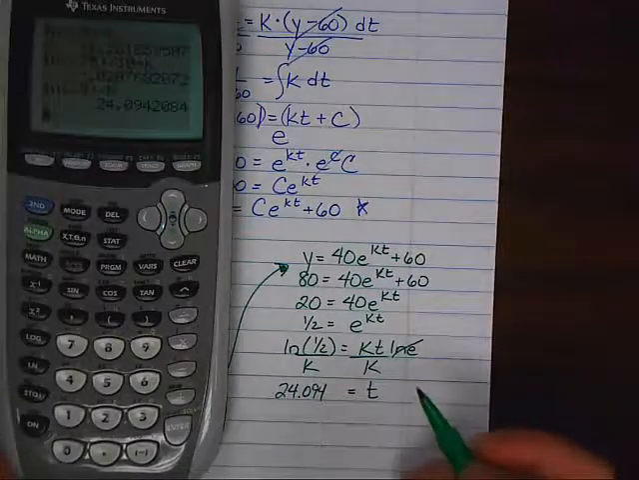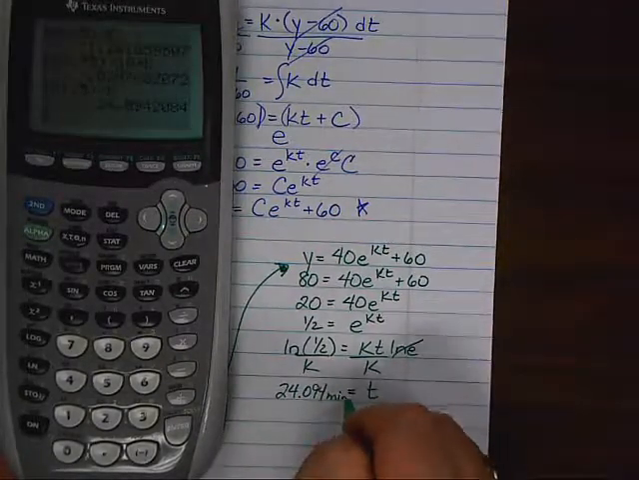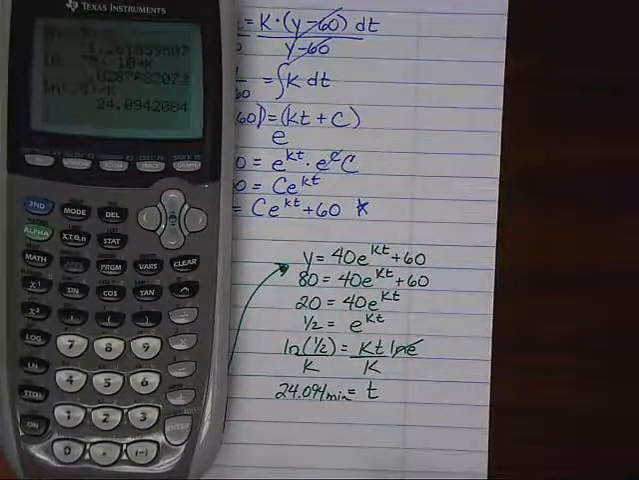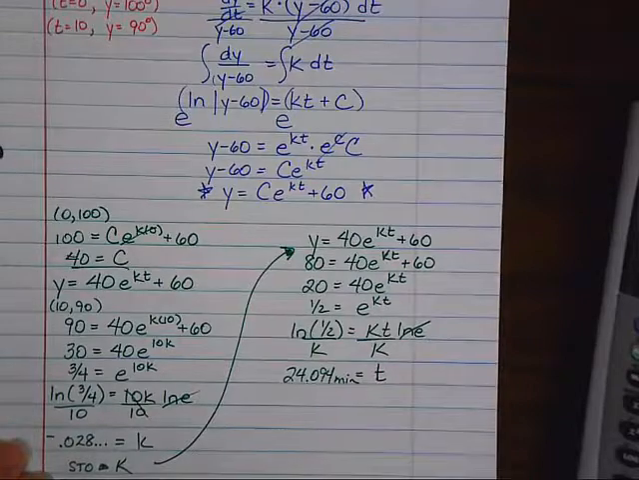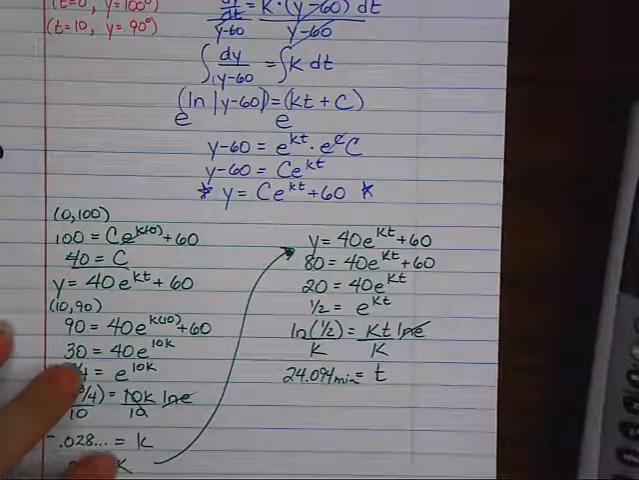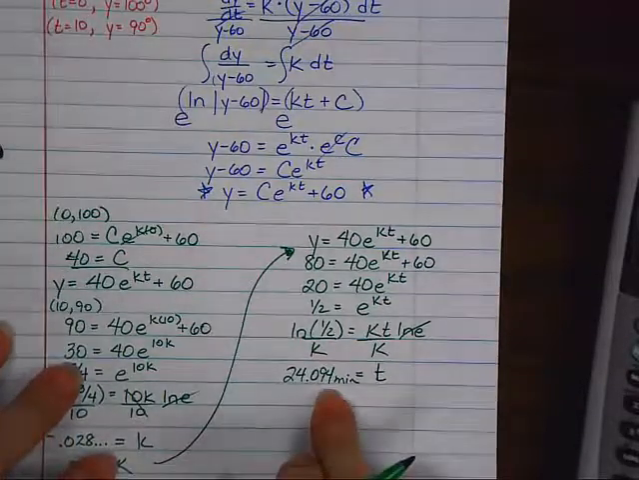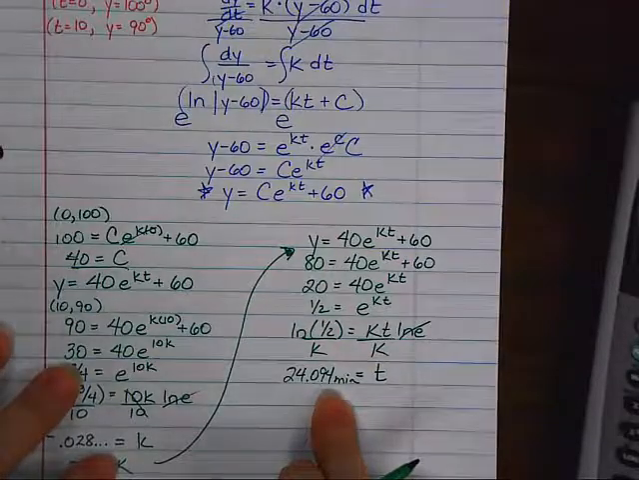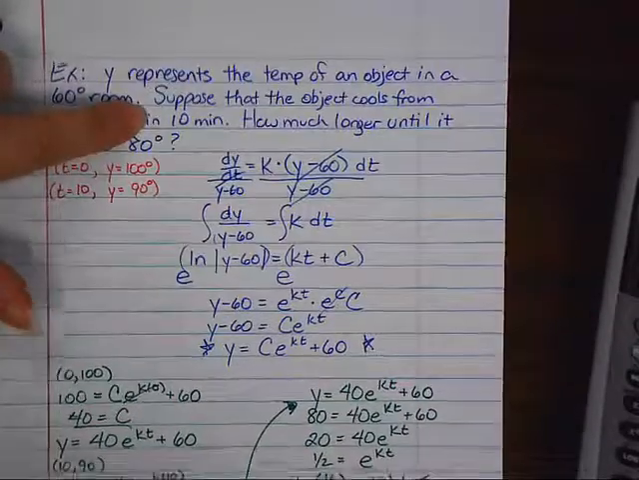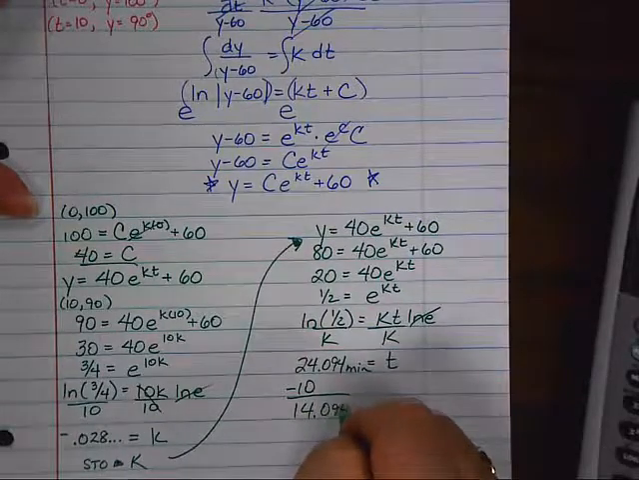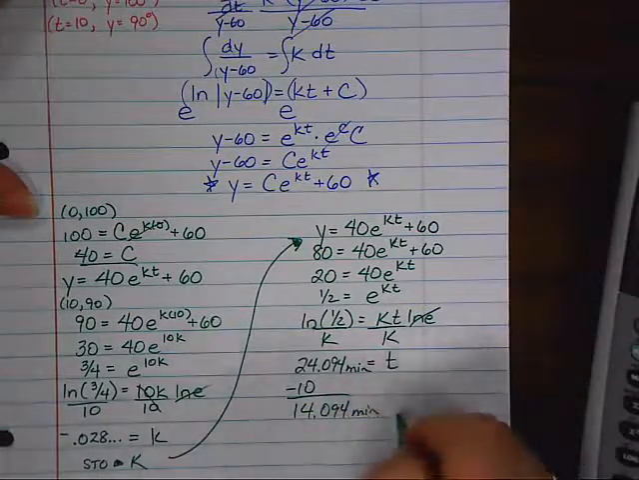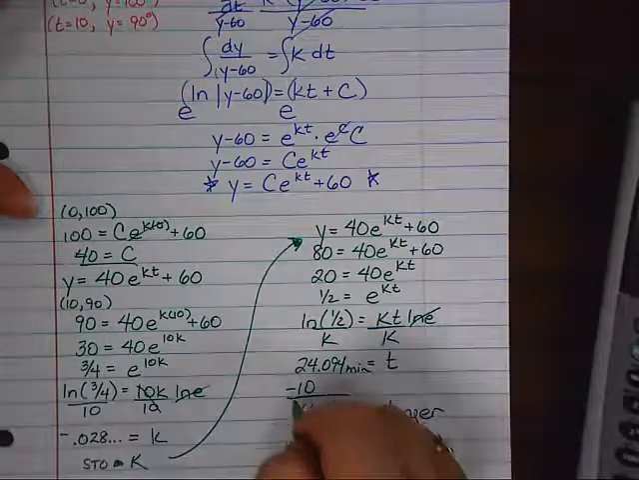24.094. What? Minutes. But you know what? That's not the answer. Why is that not the answer? It wants temperature. It says how much longer. This is how long it takes from time 0. 10 minutes have already gone by, so we need to subtract 10. 14.094 minutes longer to get down to 80 degrees.